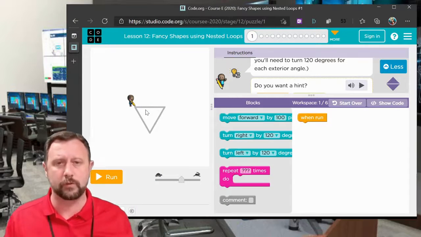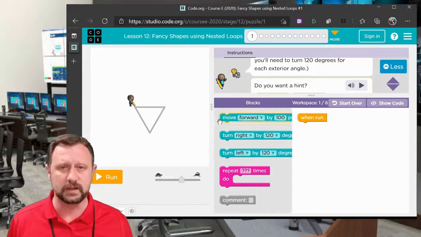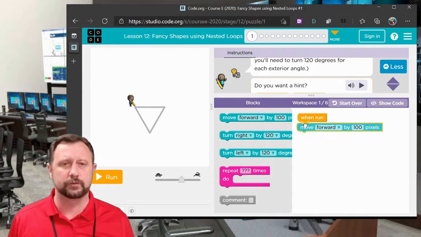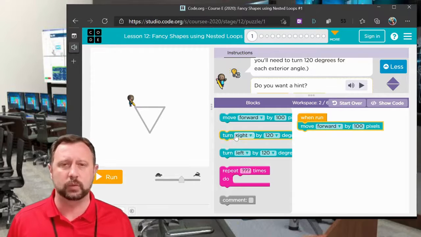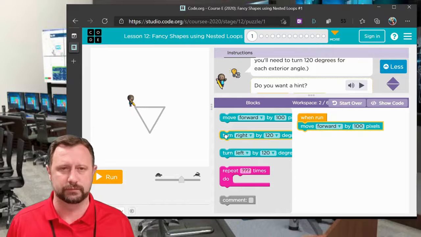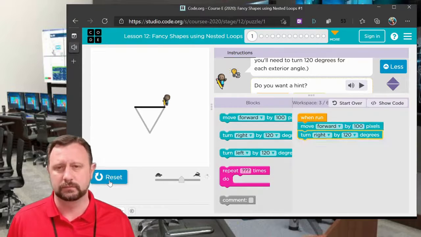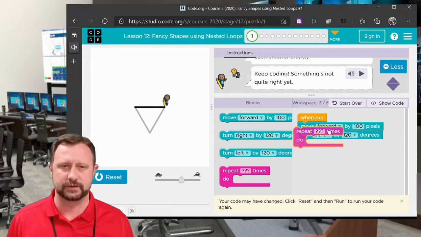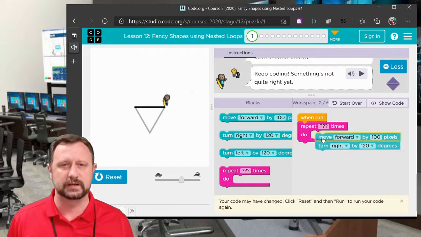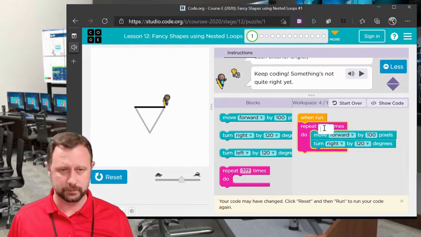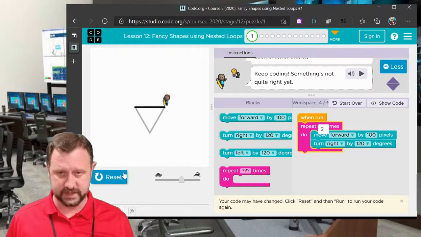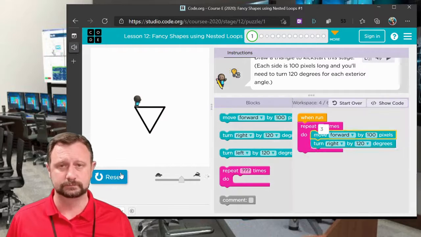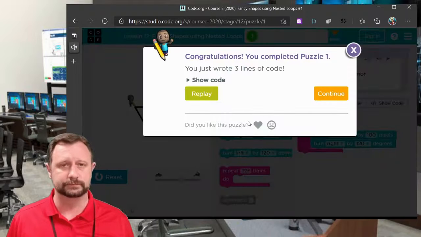Okay, so we're going to go forward 100 pixels. We're going to use this block here, go forward 100 pixels, and then we are going to turn. It says we need a 120-degree turn. When I push run, looks good. I'm going to use a repeat block. Since triangles have 3 sides, I will do this 3 times. Put it in a loop. Put a 3 in there, reset, and run. Triangle.